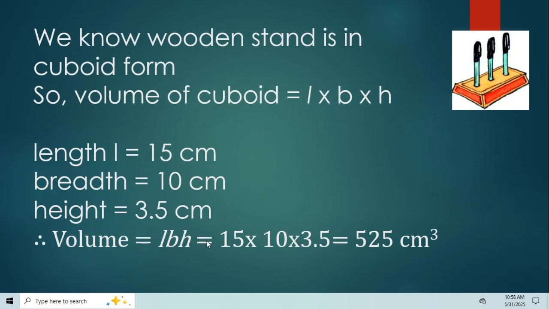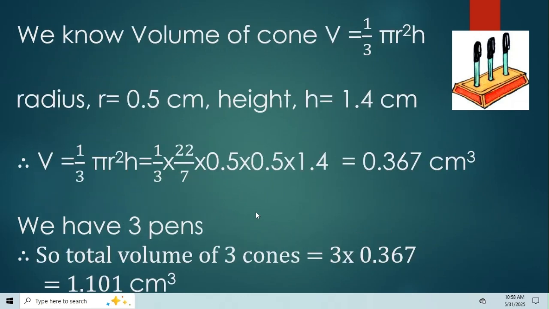So volume is equal to LBH, 15 into 10 into 3.5, that is nothing but 525 cubic centimeters. This is the volume of the cuboid. Now, we know the volume of a cone is equal to 1 by 3 pi r square h, where r is the radius of the base and h is the height of the cone. Here r is given as 0.5 centimeters, and as it is in the form of a depth in that cuboid, we are taking the height as 1.4 centimeters.